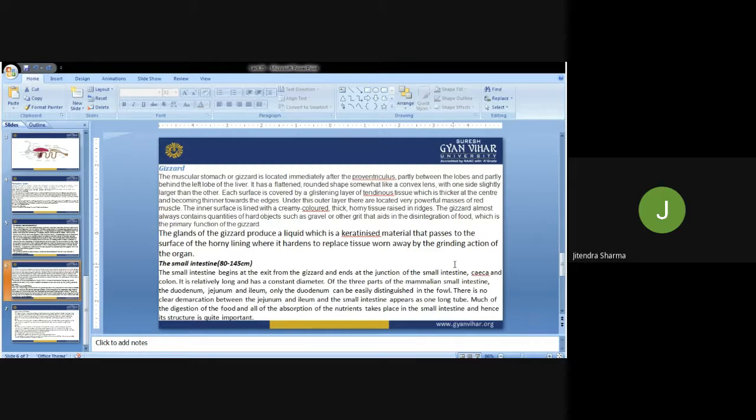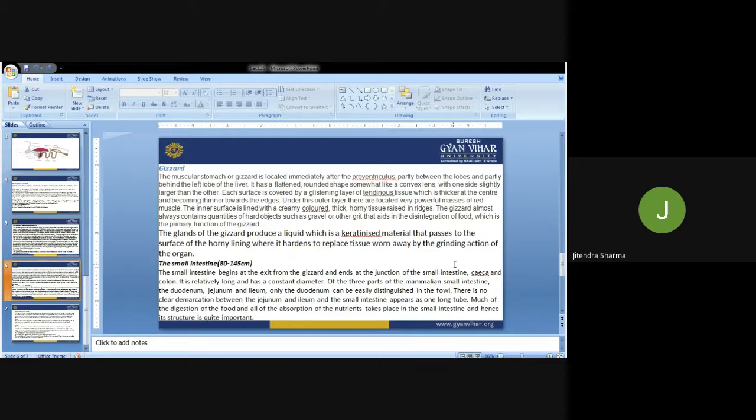It has a flattened rounded shape, somewhat like a convex lens, with one side slightly larger than the other. Each surface is covered with a glistening layer of tendinous tissue, which is thicker at the center and becomes thinner towards the edges. Under this outer layer, there are very powerful masses of red muscle. The inner surface is lined with creamy colored, thick horny tissue raised in ridges.